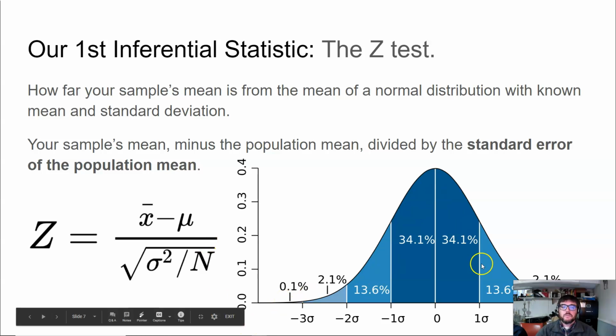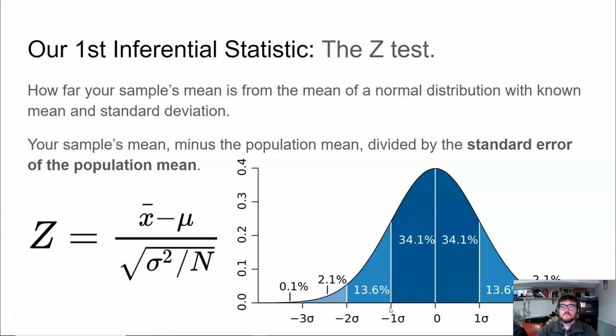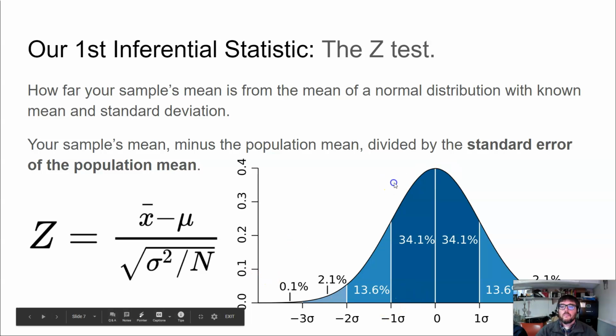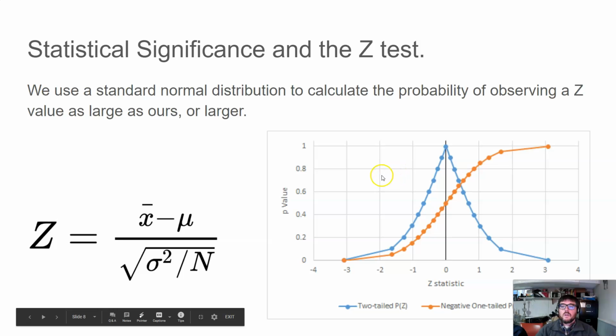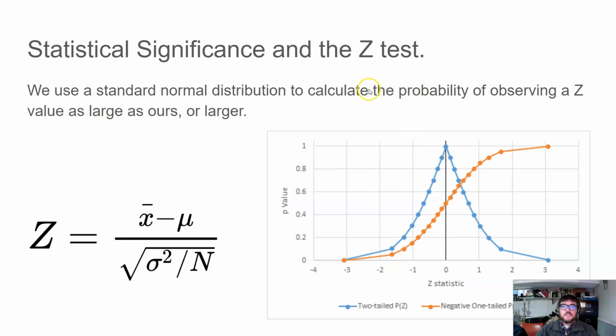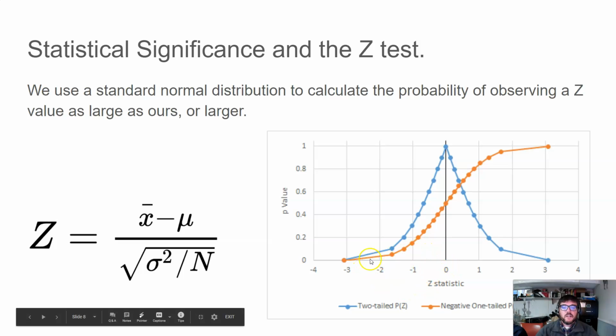And this is the normal distribution showing. So basically we're going to be comparing that z statistic to the standard normal distribution with a mean of 0 and a standard deviation of 1. So here is the z statistic, and as the z statistic gets larger, we have a one-tailed probability.